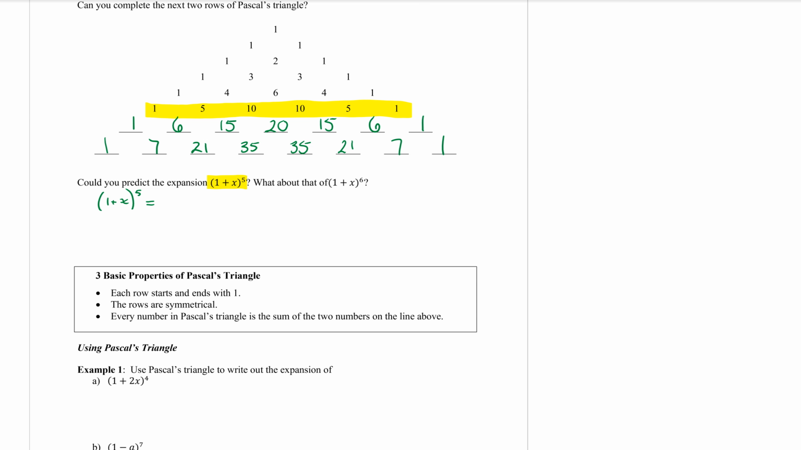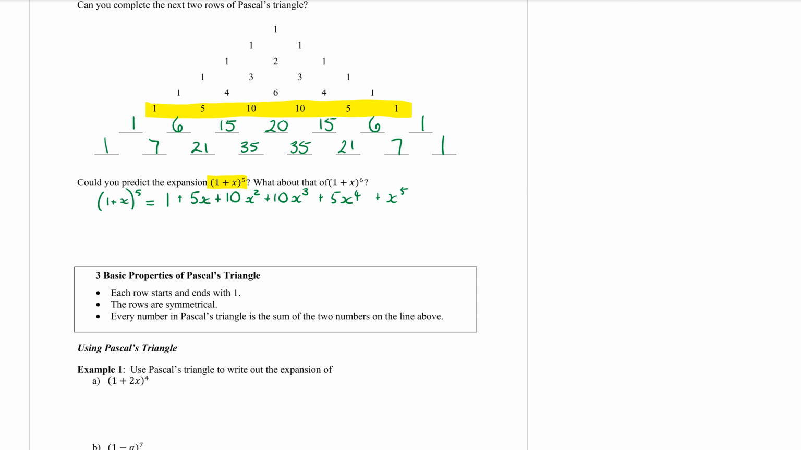So all I need to do is, starting with a 1, that's going to be my first term. Then I'm going to plus. The 5 is going to be the coefficient of my second term, and it's going to have an x. And each term, the x power is going to increase. My next term, the coefficient is a 10, and that's now going to be an x squared. The next coefficient is 10 again, and it's going to be x cubed. The next coefficient is 5, that will be my x to the power of 4. And my last coefficient is 1, and that will be x to the power of 5.